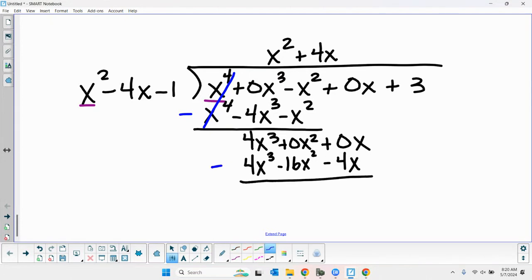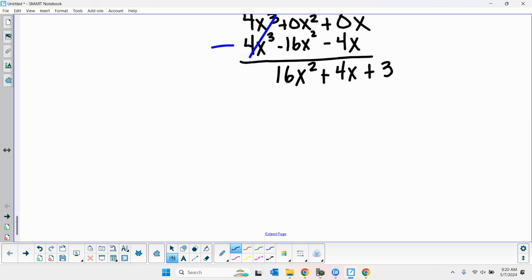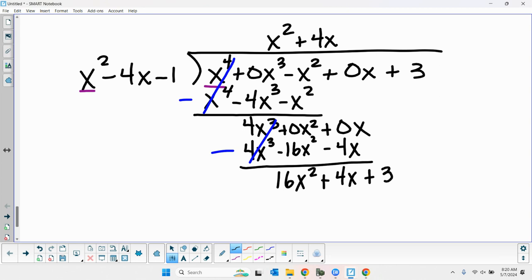I do my subtraction. Those cancel. So 0 minus a negative 16 is positive, and 0 minus a negative 4 is positive 4. And then bring down the plus 3. Now I do 16x squared divided by 1x squared, which is 16. So I put plus 16 up here. Now I multiply again. 16 times x squared is 16x squared. 16 times negative 4 is negative 64x. And 16 times negative 1 is negative 16.